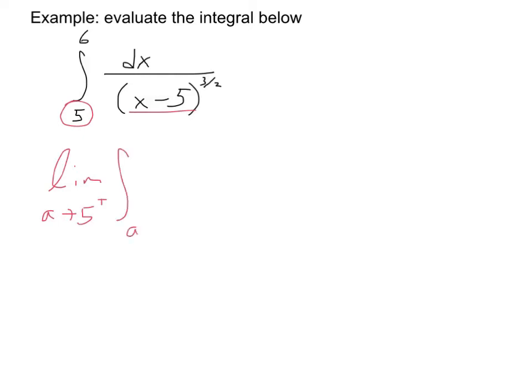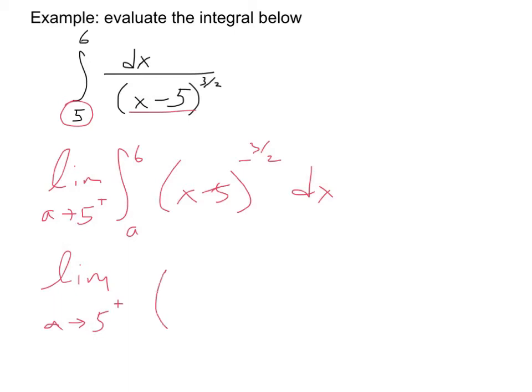So I'm going to have to do the limit as a approaches 5 from the right of the integral from a to 6 of dx. Actually, I'm going to rewrite this integral. I'm going to call it (x minus 5) to the negative 3/2 dx. That'll make it easier for me to actually do the integral. So we'll increase the power by 1, it'll be negative 1/2, and so we'll multiply that. So negative 2 times (x minus 5) to the negative 1/2, evaluated from a to 6.